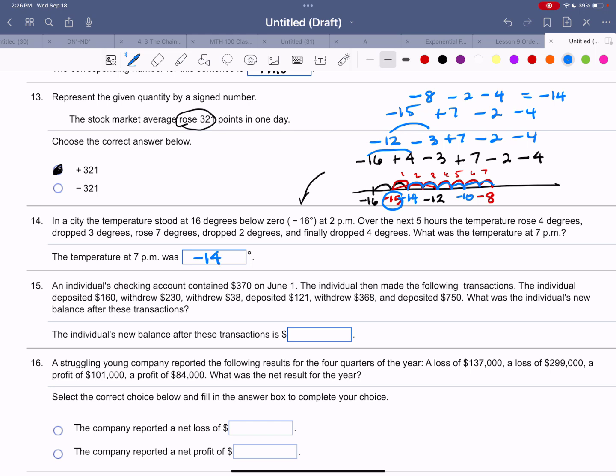And so if you write it out like that on the calculator, negative 16 plus 4 minus 3 plus 7 minus 2, minus 4. You can just use your calculator to find that answer.